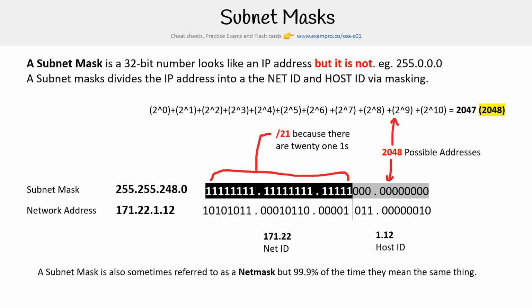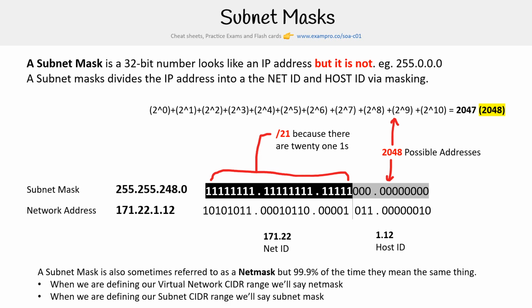A subnet mask can also be referred to as a net mask, but 99% of the time they mean the same thing. When we are defining our virtual network CIDR range, we'll call it a net mask, and when we're defining a subnet CIDR range, we'll say a subnet mask. So if you hear those two terms, don't get too confused about it. They usually mean the same thing.